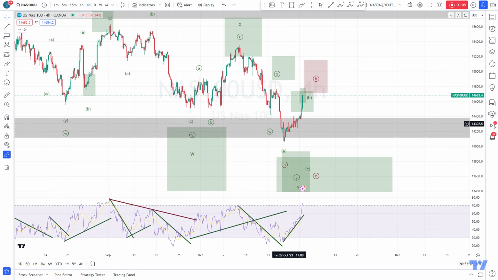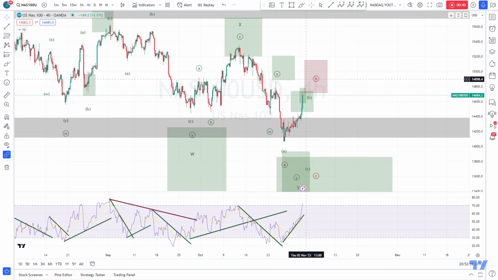For the record, today is Wednesday, November 1st. Time is around 9 p.m. GMT. So we had our Fed meeting, nice rallies across the markets. And here we are looking at the 4-hour chart in the NASDAQ. And so, yeah, still two scenarios. The rally still fits in the two scenarios here that are on my chart.